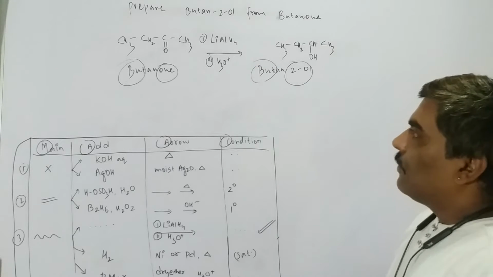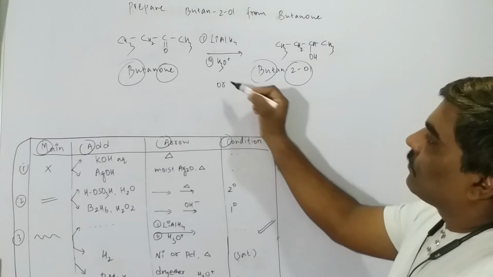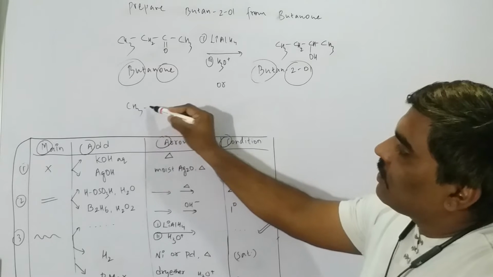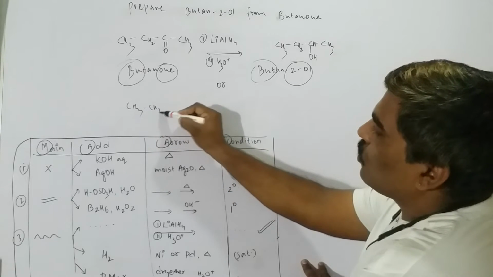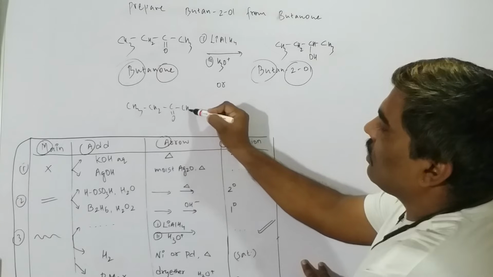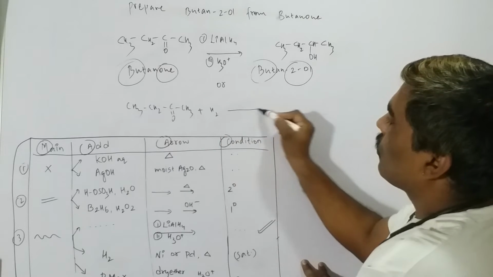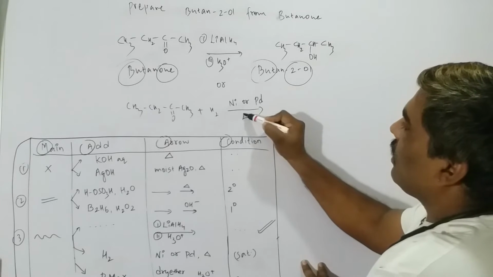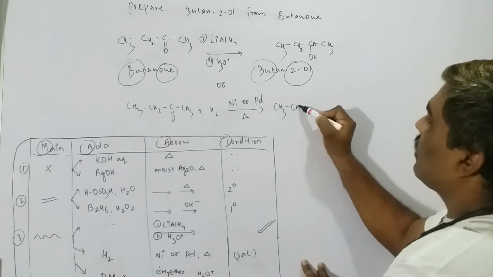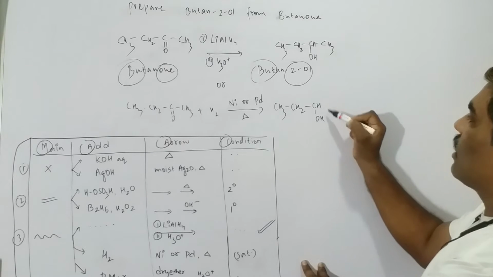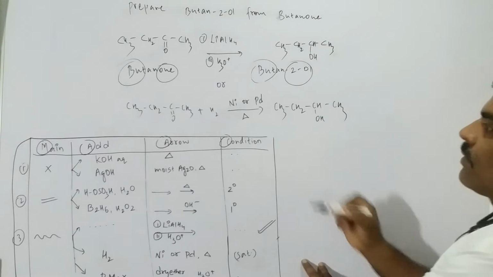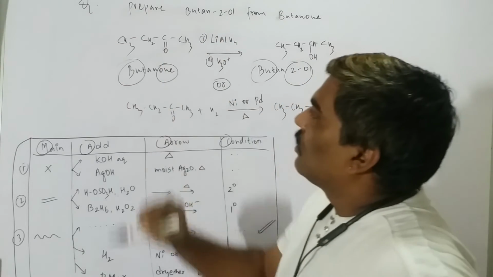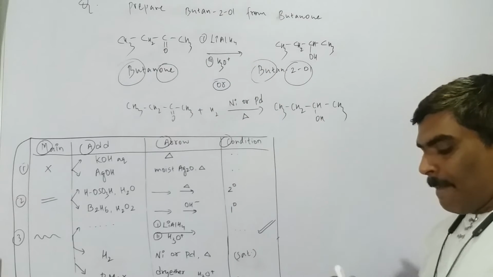Or we can write the answer for this: CH3CH2C double bond OCH3 plus H2, here nickel or palladium, heat, the product is CH3CH2CHOHCH3. Or, for this question, two answers are possible.